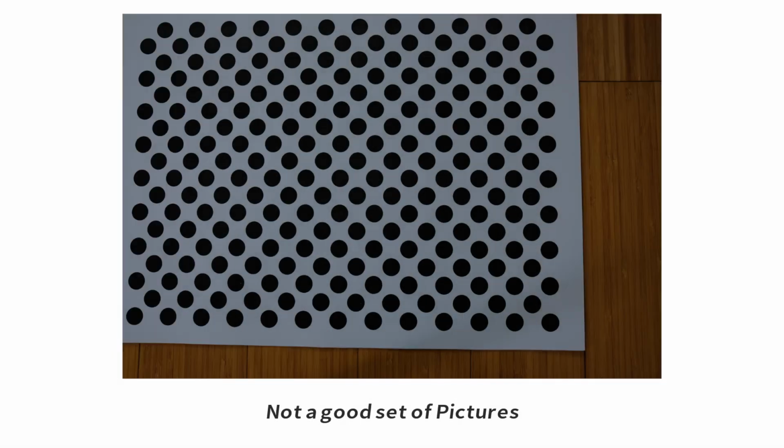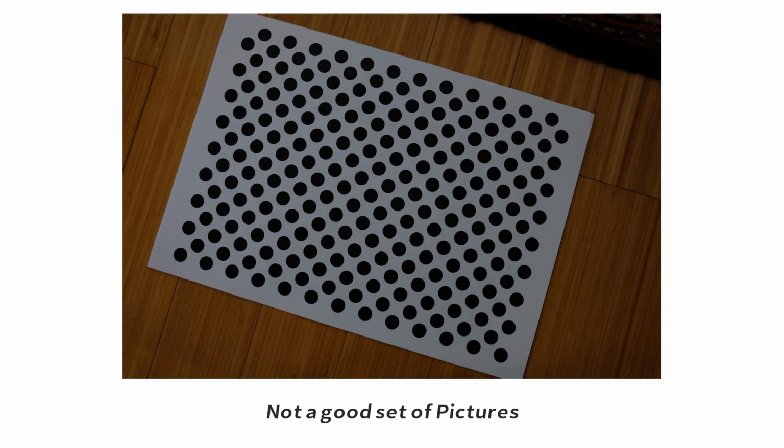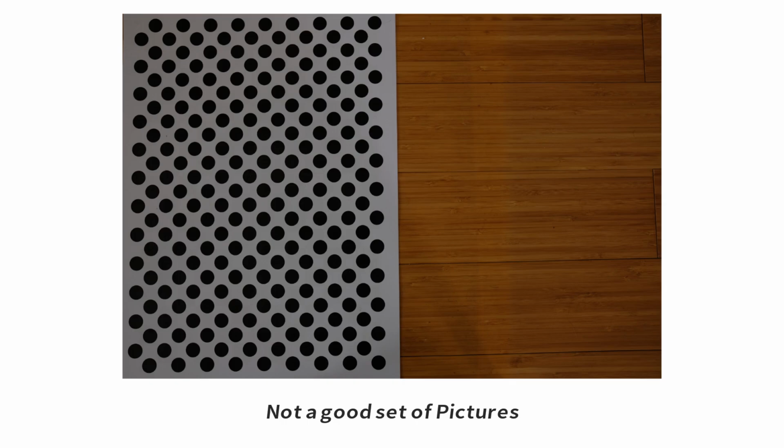Another important point is that we need to take photos at a range of different angles. So if the target is lying on the floor, don't just take images from the top down. If all your images are like that, then you won't get an accurate estimate of the focal length. We need photos at multiple angles.